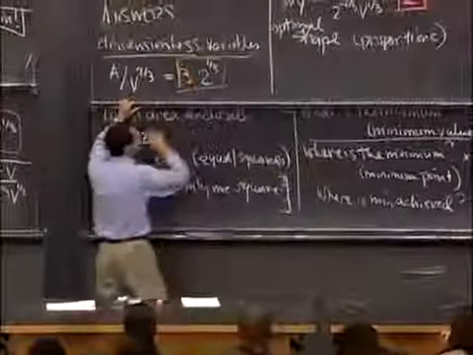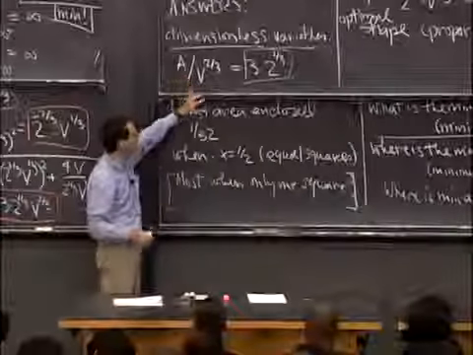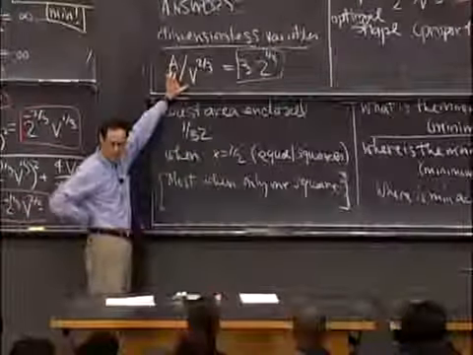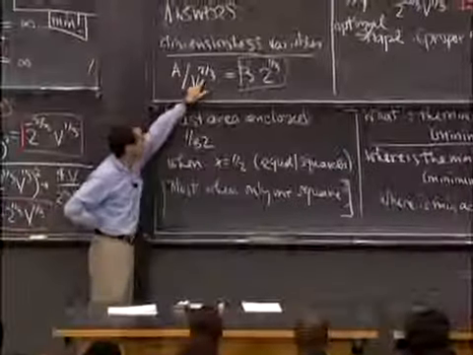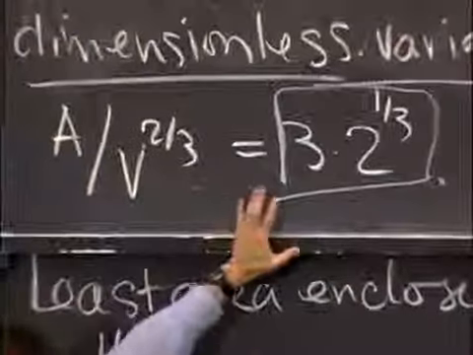Unfortunately, this number is a really obscure number, so it doesn't tell us much. The question is, what does this tell us? The only thing that I want to emphasize is what's on the left-hand side here, which is the area to the 2/3 power of the volume, so it's a dimensionless quantity that happens to be this.